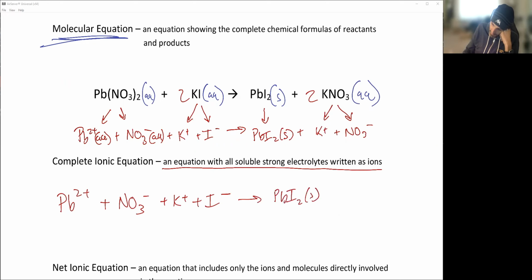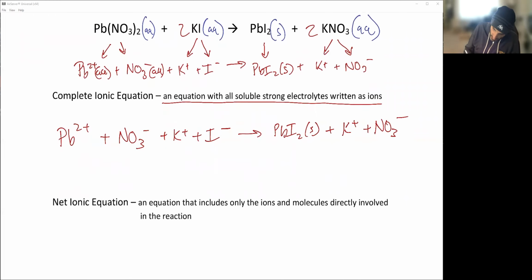We will add the solid phase tag because it is in fact solid, not aqueous. K+ and NO3-. We can balance it if we want to, but ultimately I don't really care. That is a complete ionic. Now I'm feeling like I need to actually balance it, so let's do it.